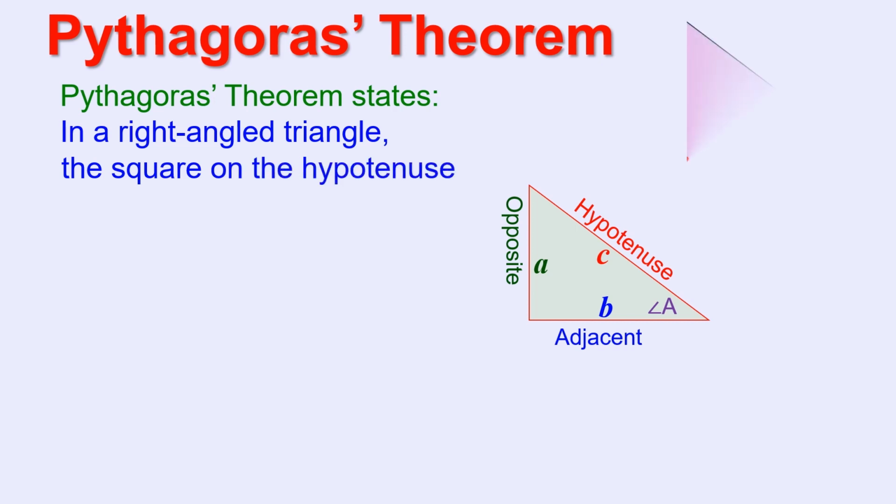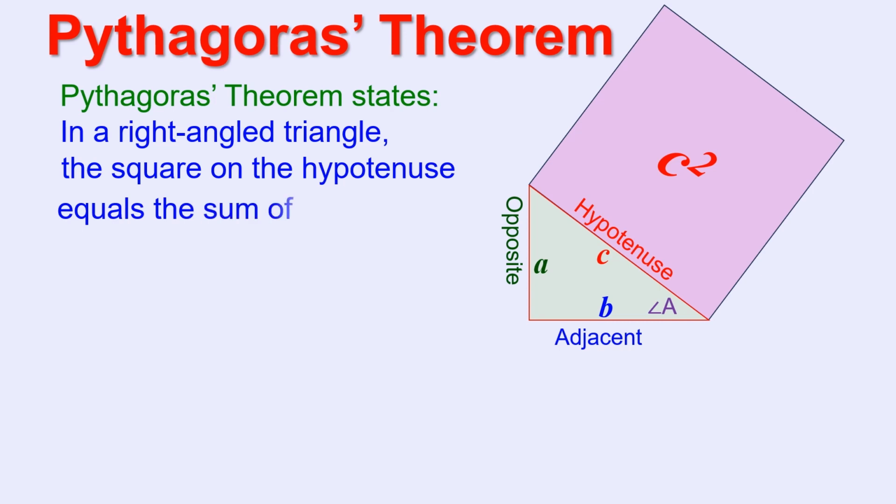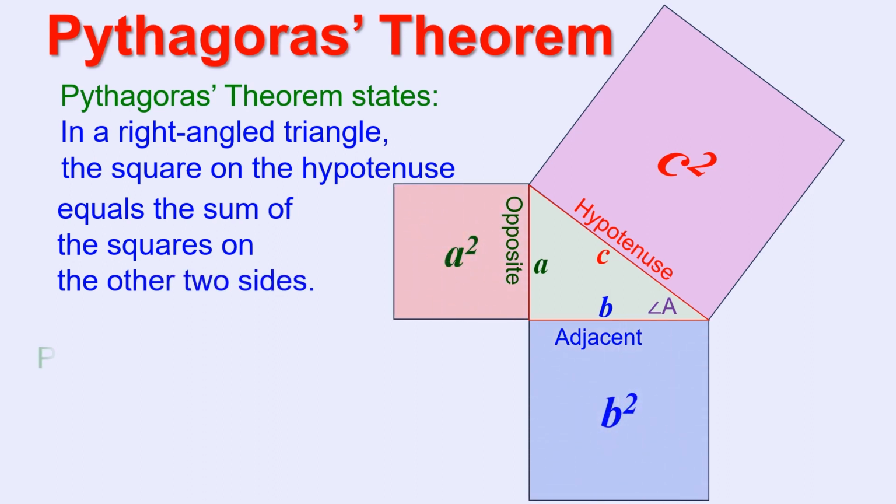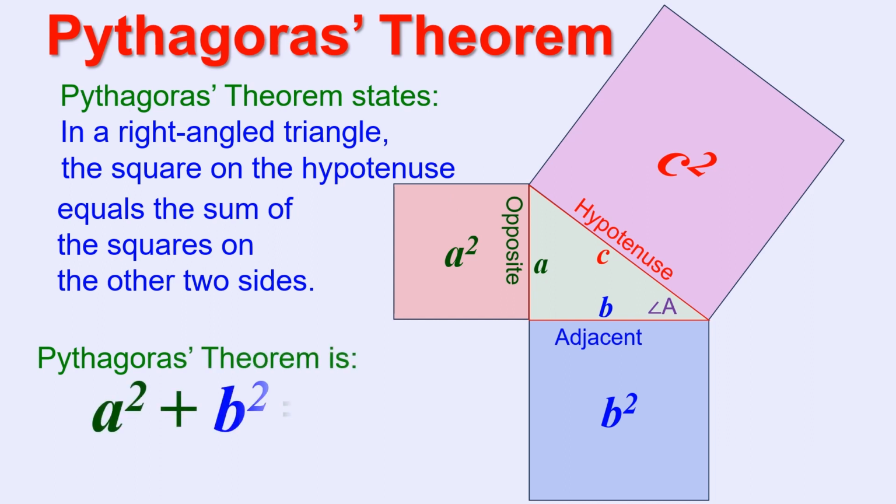Pythagoras' theorem states, in a right-angled triangle, the square on the hypotenuse equals the sum of the squares on the other 2 sides. In a right-angled triangle, if the opposite side is a, the adjacent is b, and the hypotenuse is c, then, as per Pythagoras' theorem, a squared plus b squared equals c squared.